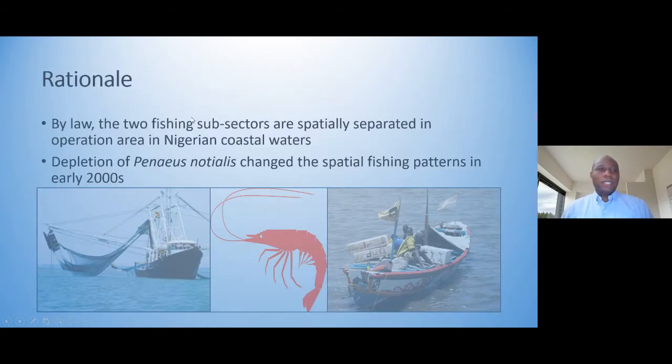So basically, the law states that the two fishing subsectors should be spatially separated in their operation areas. But around the turn of the century, depletion of Penaeus notialis, that is the pink shrimp, changed the spatial arrangement, and some of the trawler boats began to fish in nearshore waters that are restricted from benthic trawling. It means that they were fishing in a special seascape that was specifically designated for artisanal fisheries.